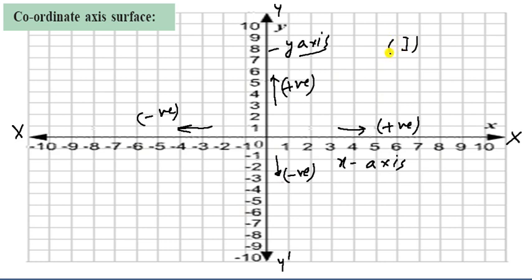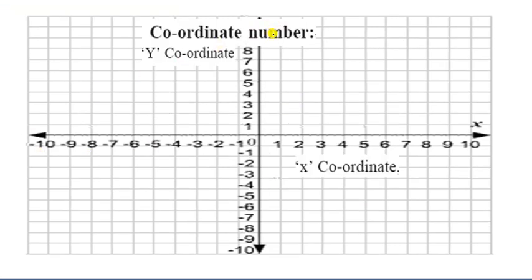As you know, the graph paper is divided into four parts, so that is called a quadrant. This is the first quadrant, this is the second quadrant, this is the third quadrant, and this is the fourth quadrant. So let us see, this point is called the origin. The coordinate of the origin is (0, 0).